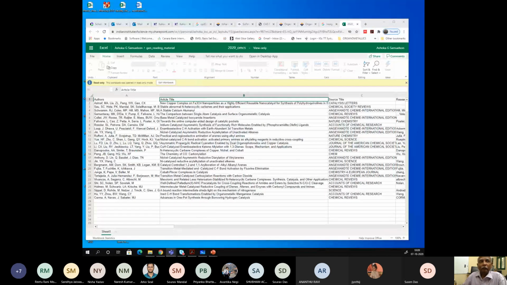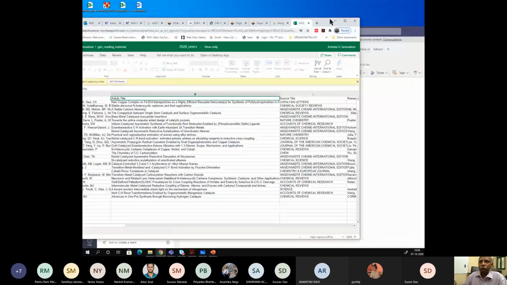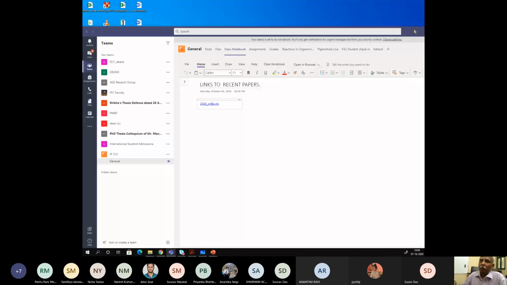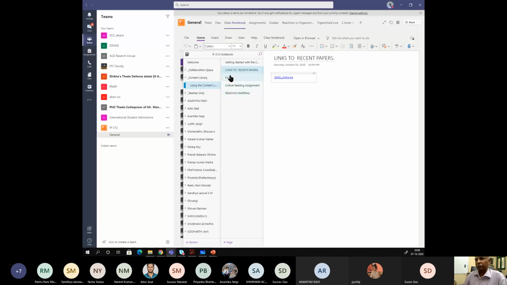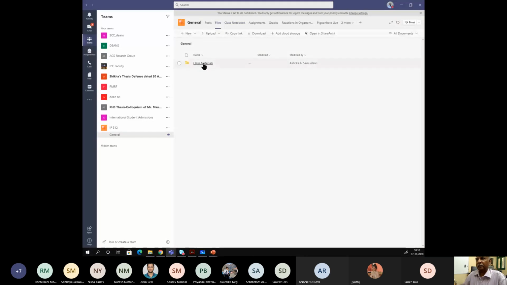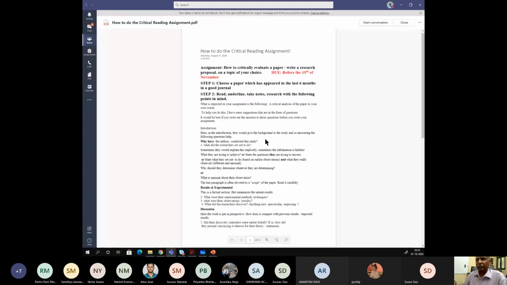And if you have a VPN, you should be able to see all the journals directly. So that is something that you can see. In addition, there is a tab which is called Files. If I click on Files, I have again some material which I told you about. One is a screen which says how to do the critical reading assignment. This is a detailed list of how to do the assignment. So you should not have any difficulty in doing it.